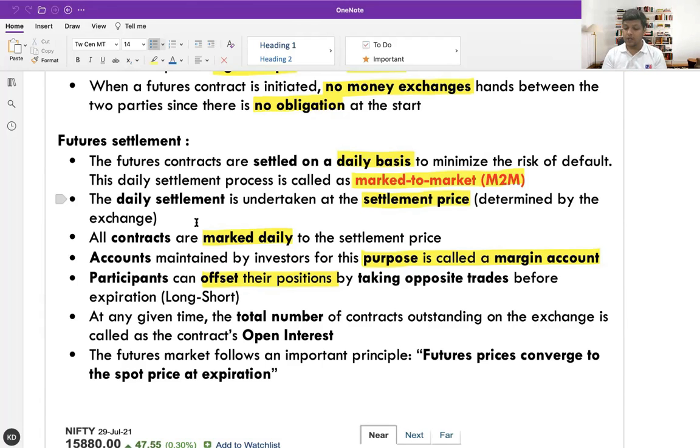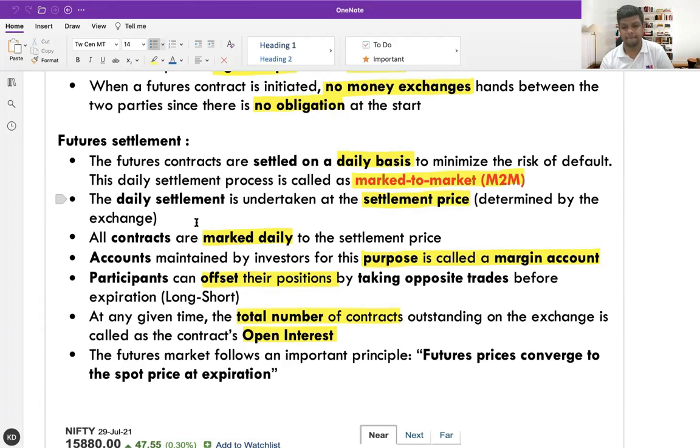Correct? So at any given time, the total number of contracts outstanding on the exchange is called open interest. I'll show you what open interest is. But the contracts which are open, yet to be settled, are called open interest. But by maturity, everything will become zero. So today you take a long contract. How long can you hold it? How much can you hold it till the maturity? So till the time you don't close that contract, it's called open interest.